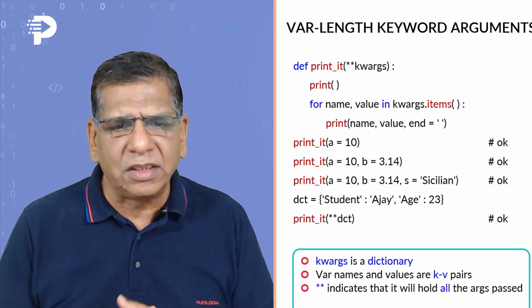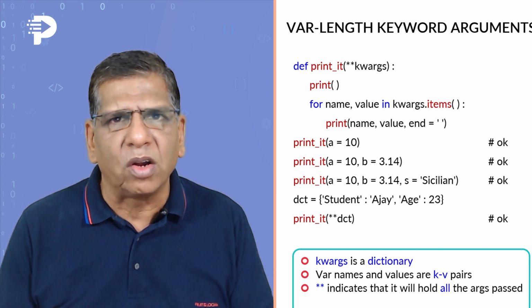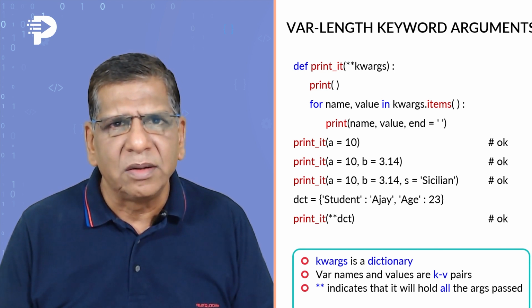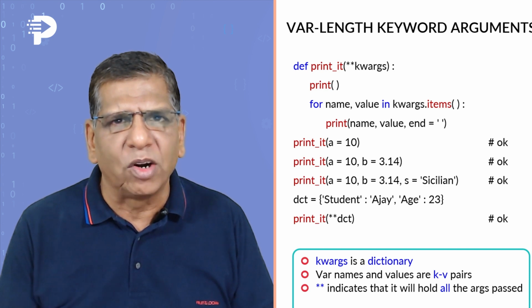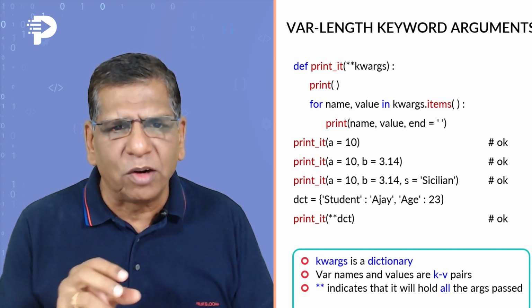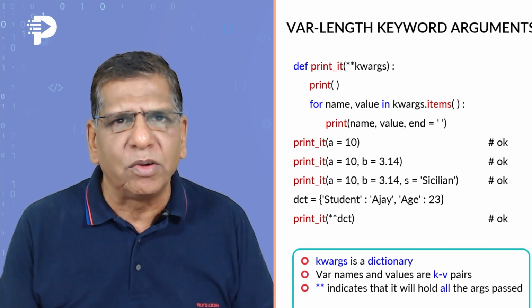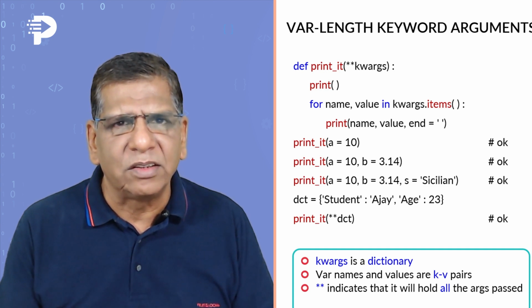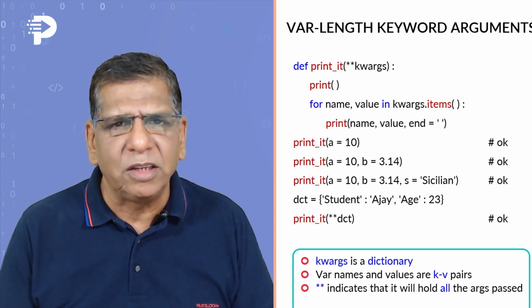Star star, as I mentioned, indicates that it will hold all the arguments that are passed to it. But those arguments will have to be keyword arguments. Means I will have to use the form a=10, b=3.14. That is the form in which I will have to pass multiple variable length keyword arguments.